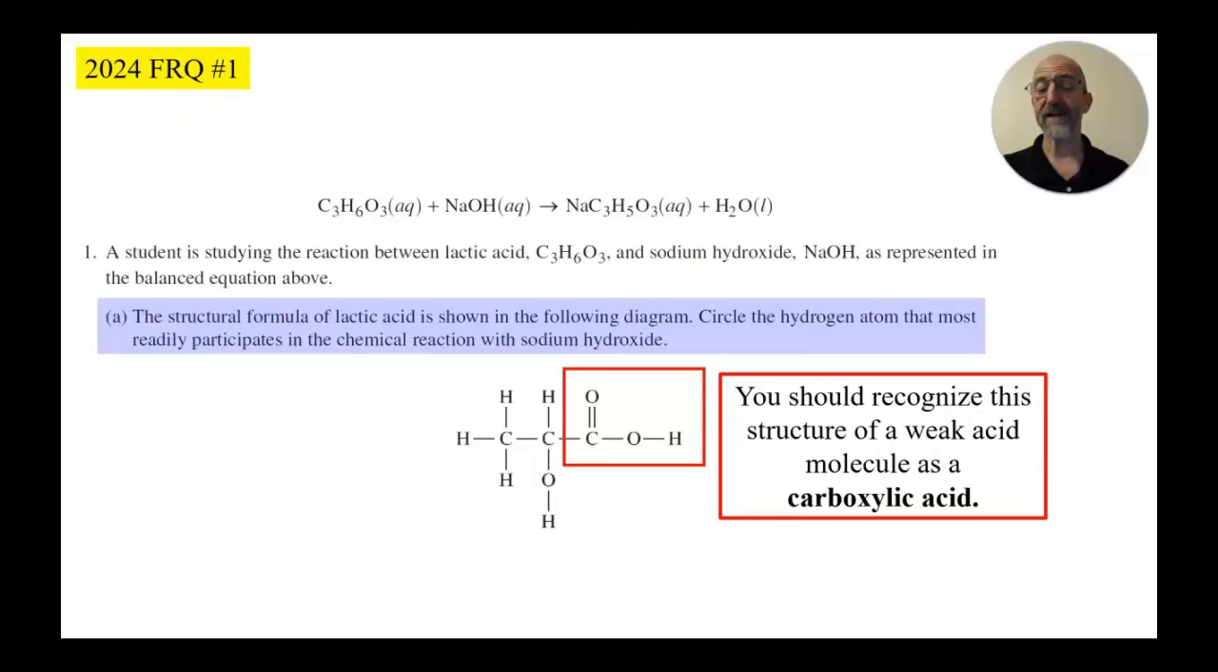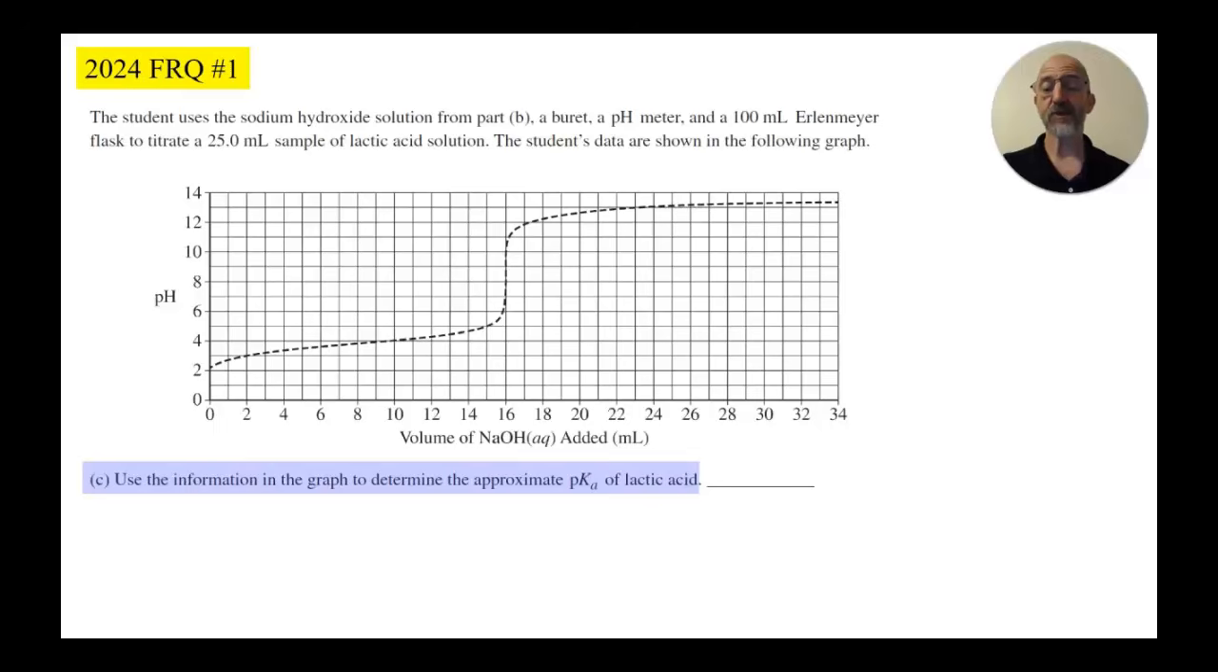This should be recognizable to you from topic 8.6, molecular structure of acids and bases. This portion, or this section of the structure of this weak acid molecule should be recognizable to you as a carboxylic acid. So that hydrogen is the one that should have been circled for the carboxylic acid. So just keep that in mind. That's topic 8.6. All right, now we should see another titration curve.